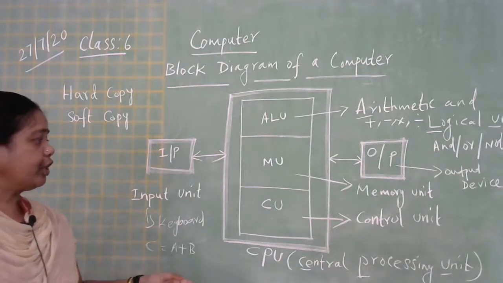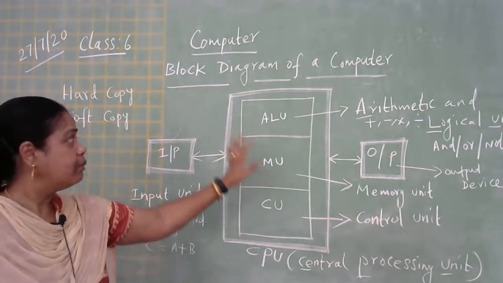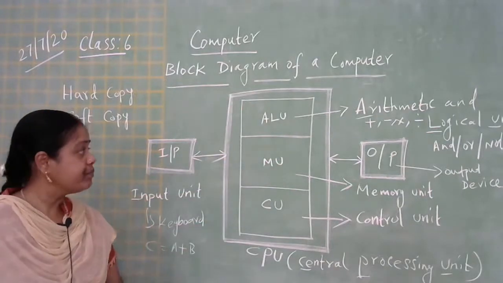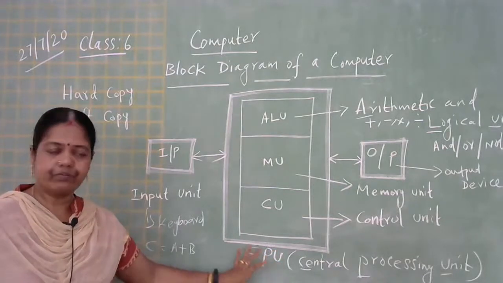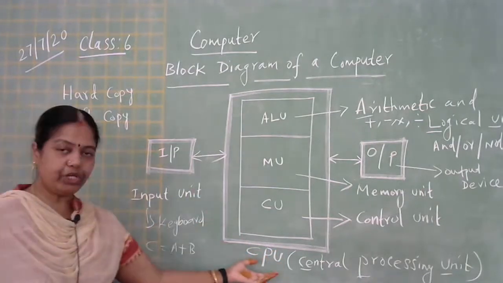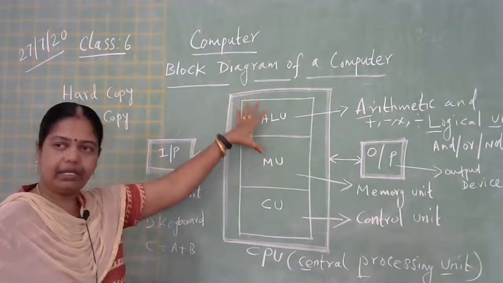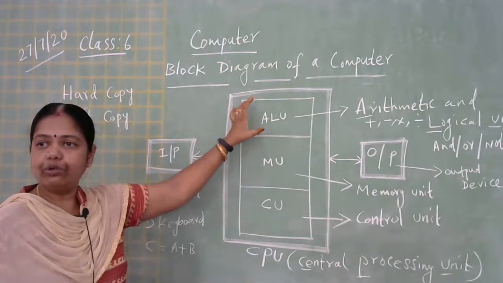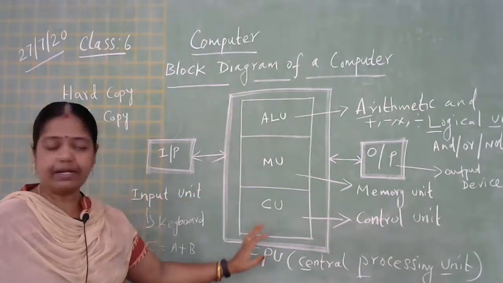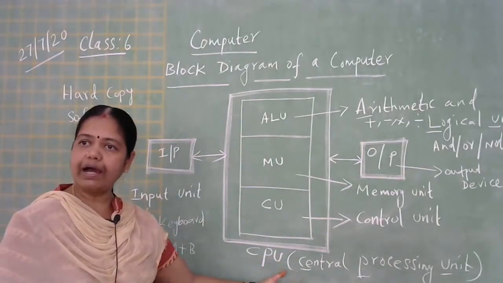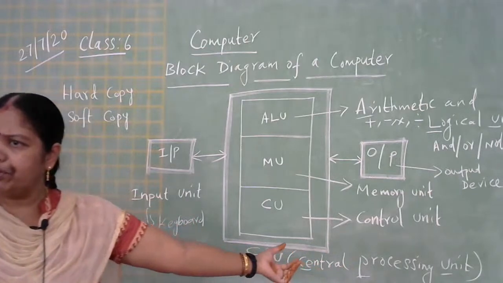Yes, children. Okay, today we conclude with this block diagram of a computer. I will just give you the overview of this. Under the CPU there are three units: ALU, memory unit, and the control unit. All together is called the CPU, or the brain of the computer.